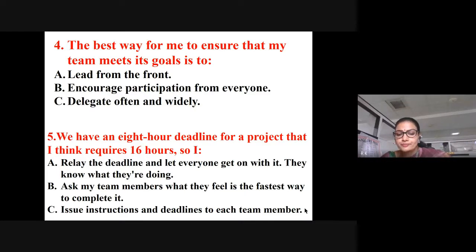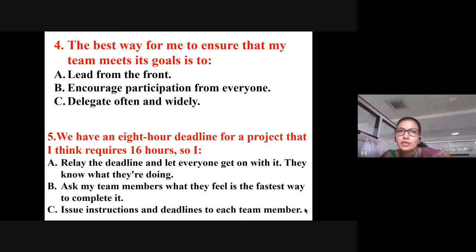So what would I do? I ask my team members what they feel is the fastest way to complete it. This is B. Okay, finish it fast. You have to make it up. We just got 8 hours. So you would push them or issue instructions and deadlines to each of the team members, calling them, telling them what their role is, what their responsibilities are, and why this needs to be done within the stipulated time. So would you answer A or B or C?